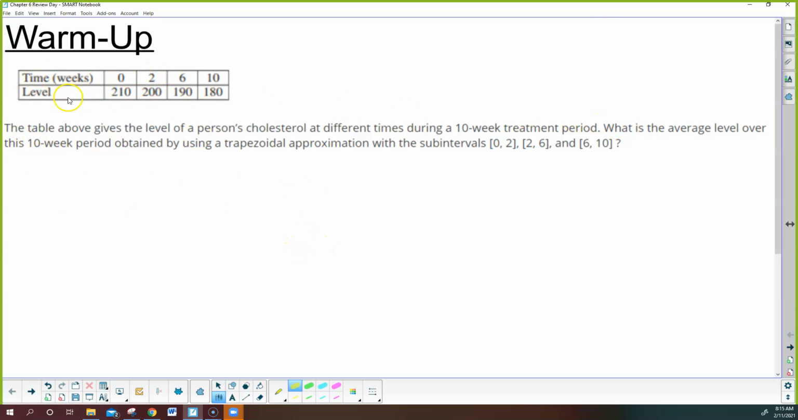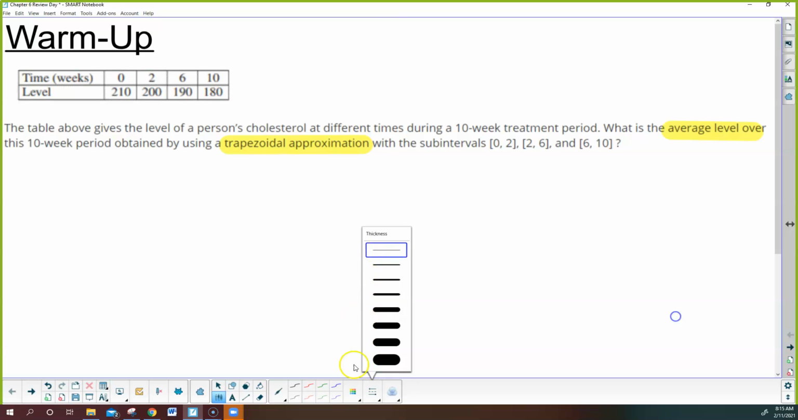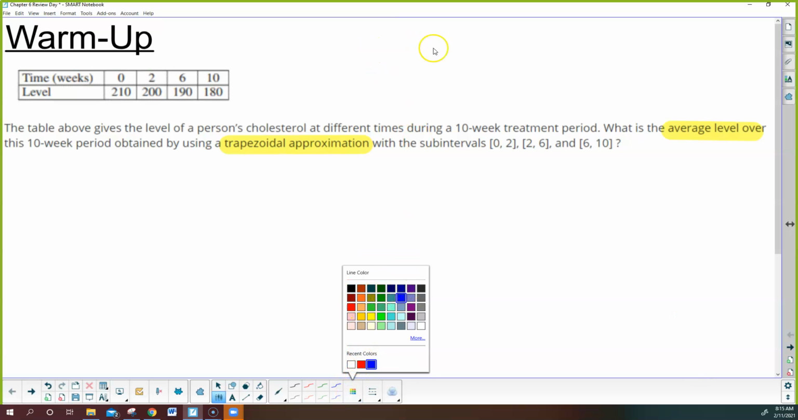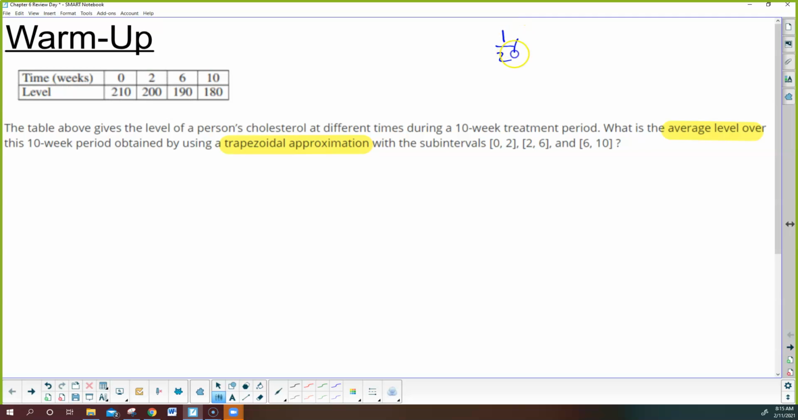So what do we have? We have a table in weeks and then level. The table above gives the level of a person's cholesterol at different times during a 10-week treatment period. What is the average level over the 10-week period, obtained by using the trapezoidal approximation with 3 intervals? So we know we have to do trapezoids. And really quick, if you don't remember the trapezoid formula, that's something you definitely need to know.